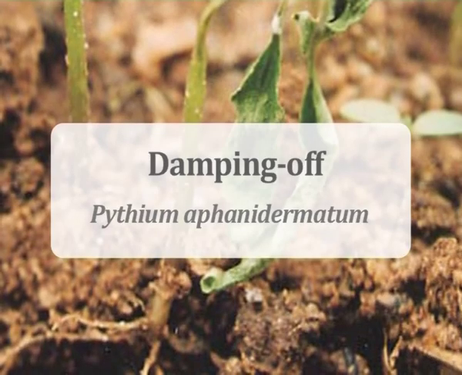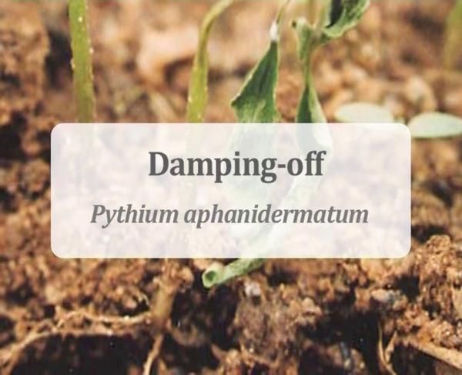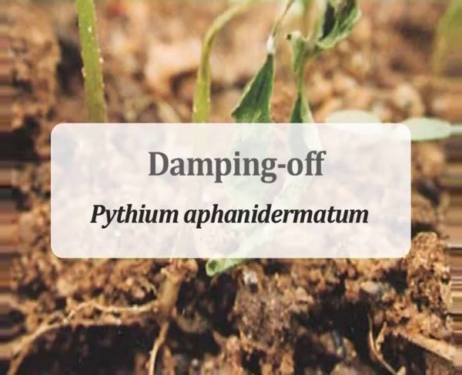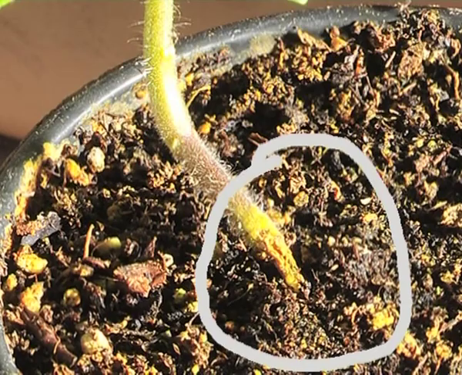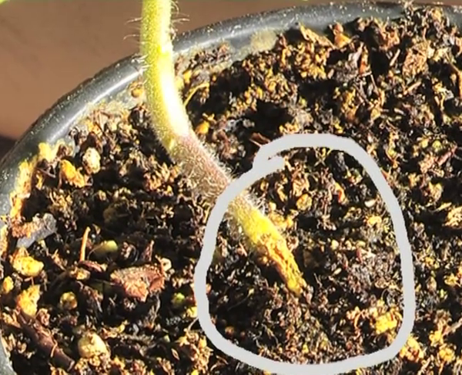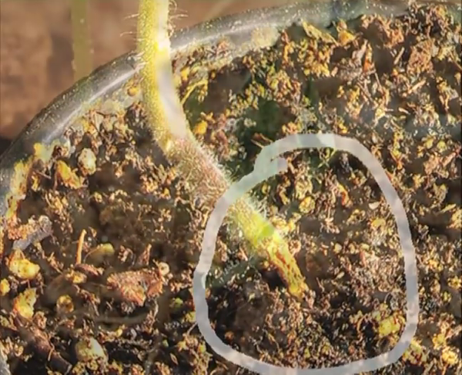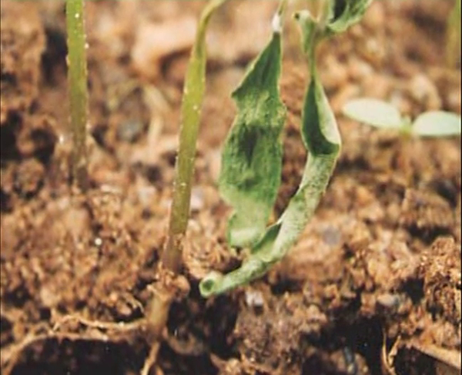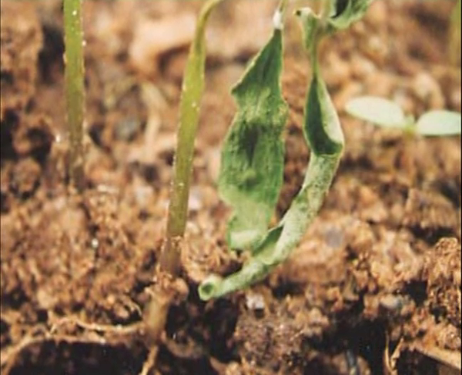First disease is damping off. It is caused by Pythium aphanidermatum. Symptoms of the disease: damping off of tomato occurs in two stages, the pre-emergence and the post-emergence phase. In the pre-emergence phase, the seedlings are killed just before they reach the soil surface. The young radicle and the plumule are killed and there is complete rotting of the seedlings.